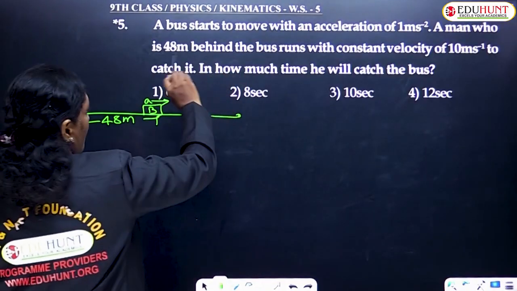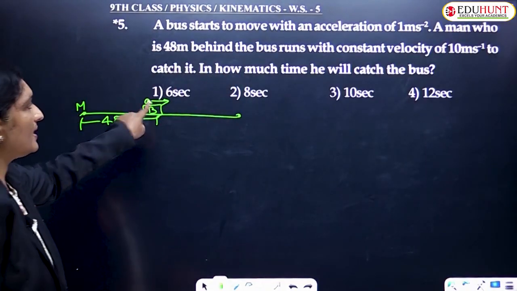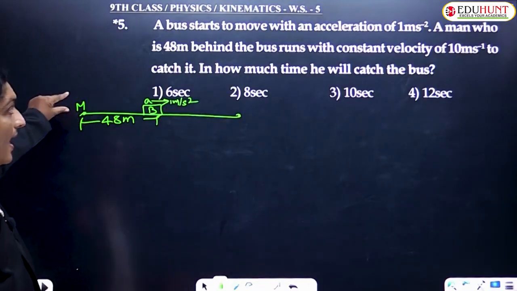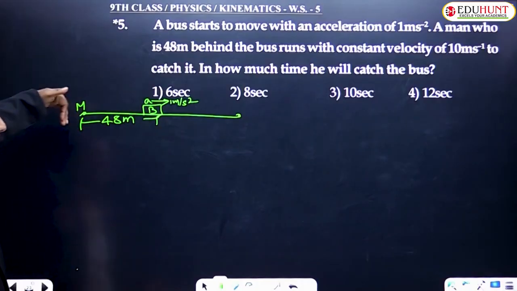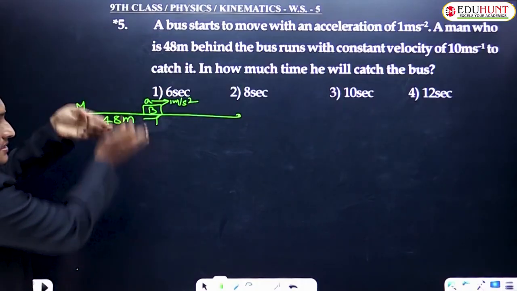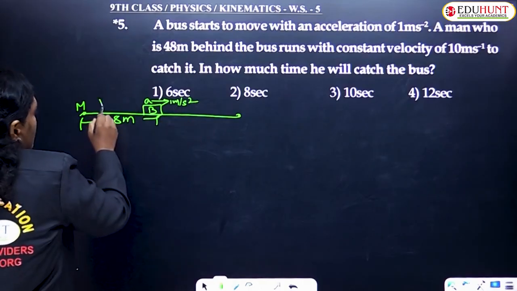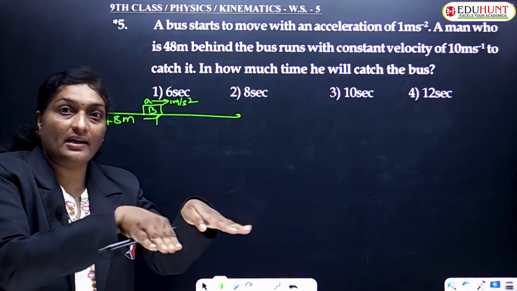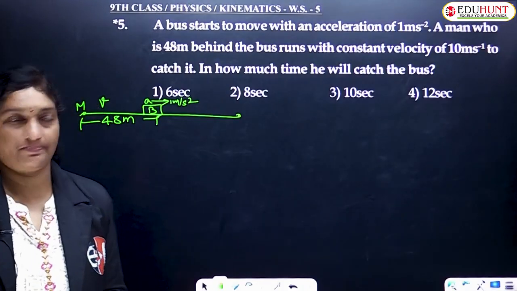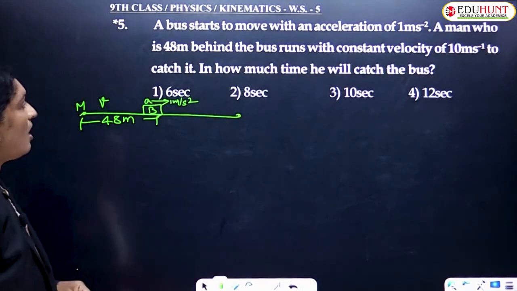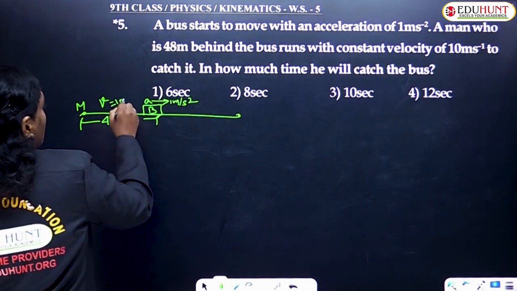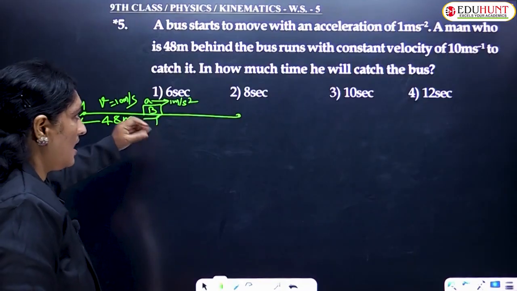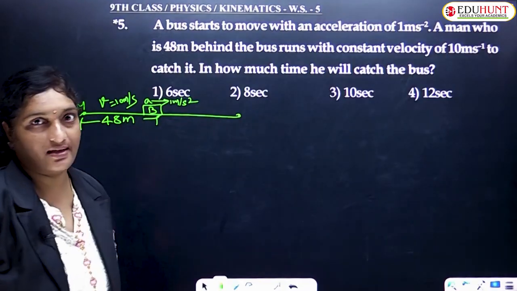Okay, a bus starts to move with an acceleration of 1 meter per second square. A man who is 48 meters behind the bus runs with constant velocity, no acceleration. Initial velocity, final velocity, everything remains the same. Okay, and how much velocity they gave it as? 10 meter per second to catch it. How much time will he catch the bus?